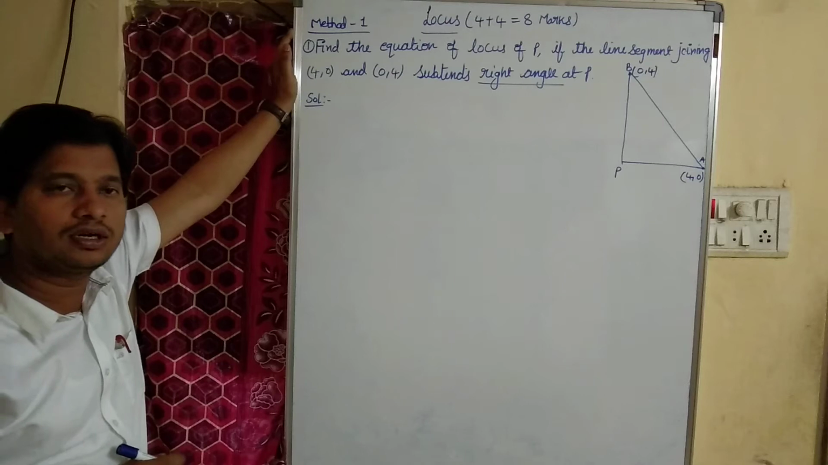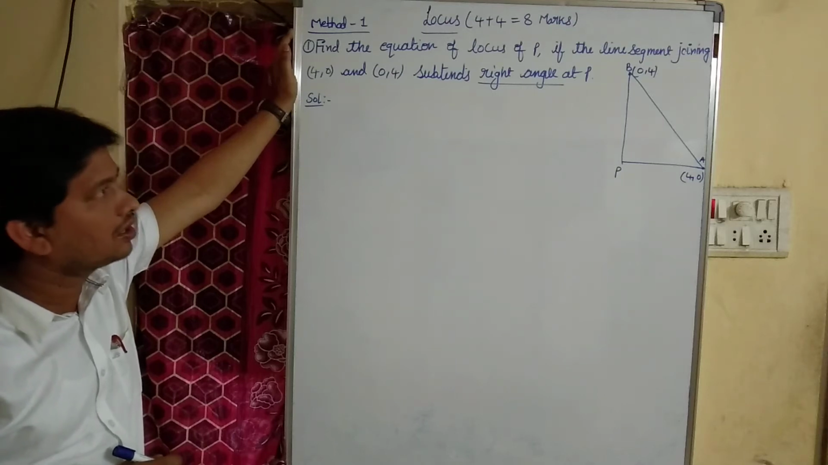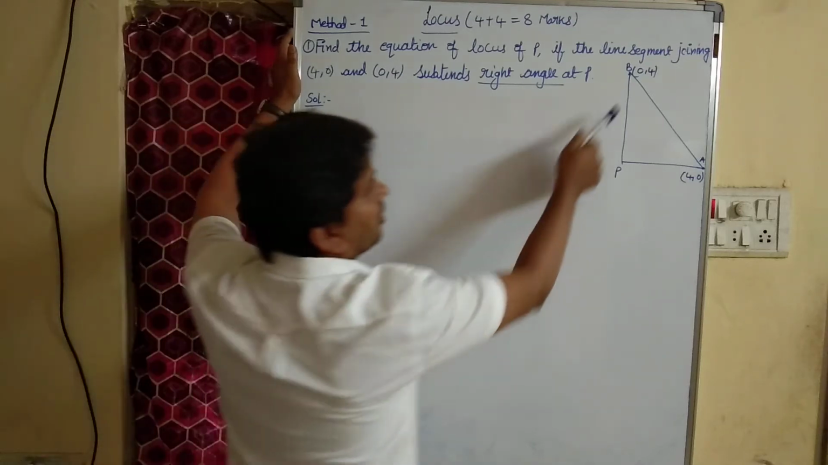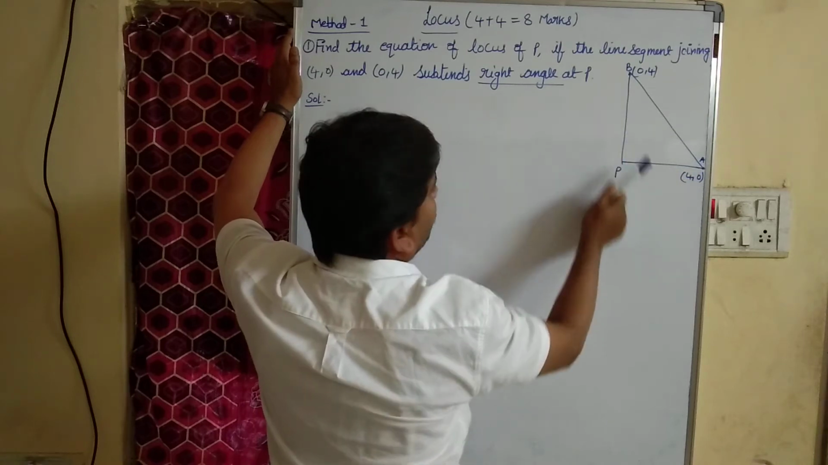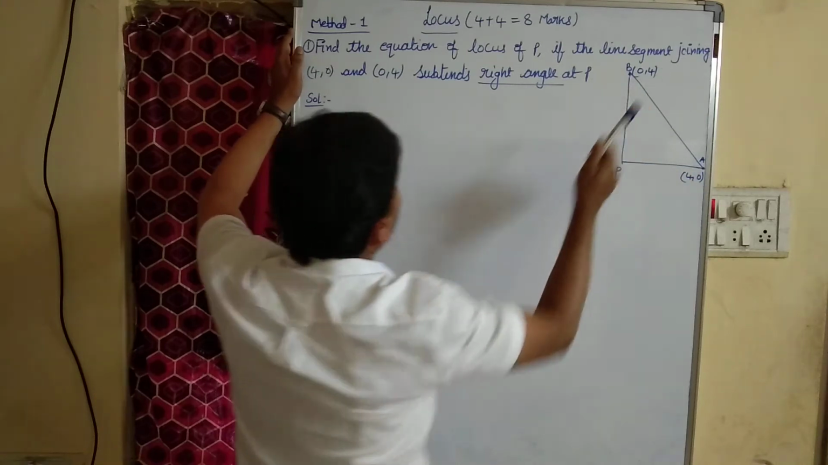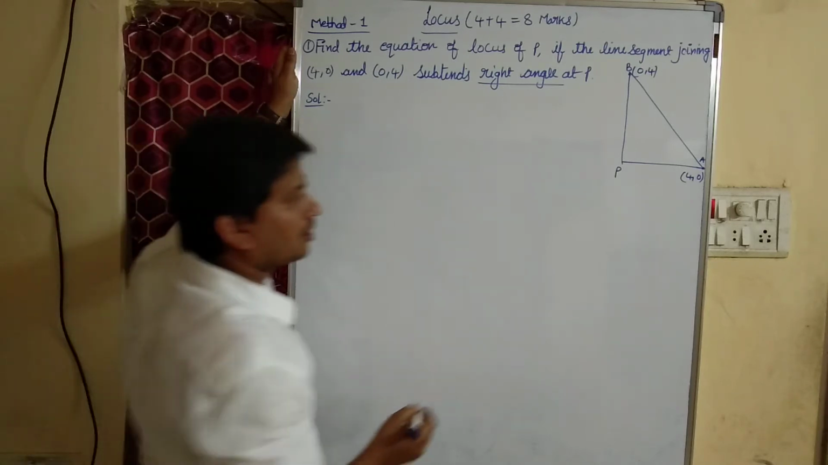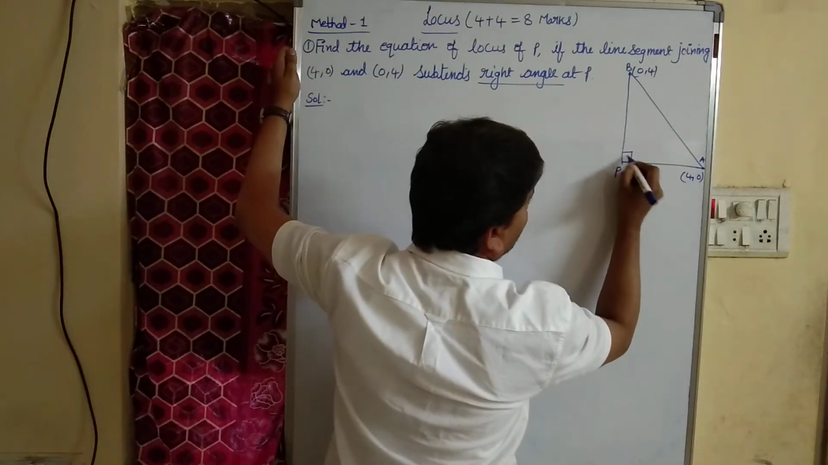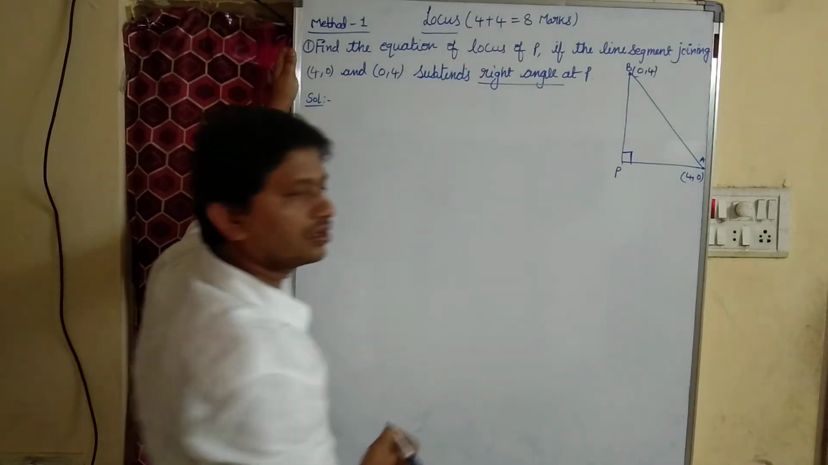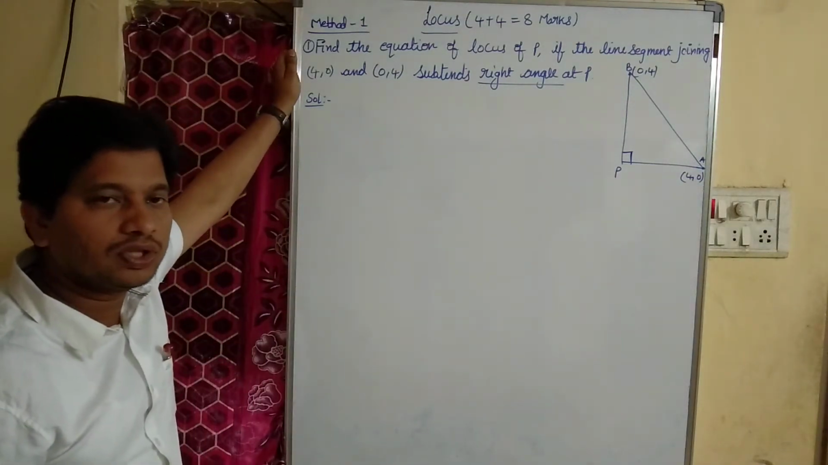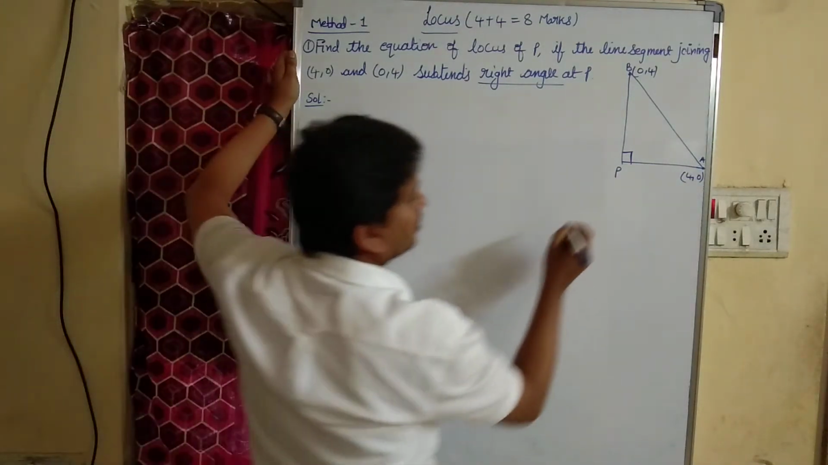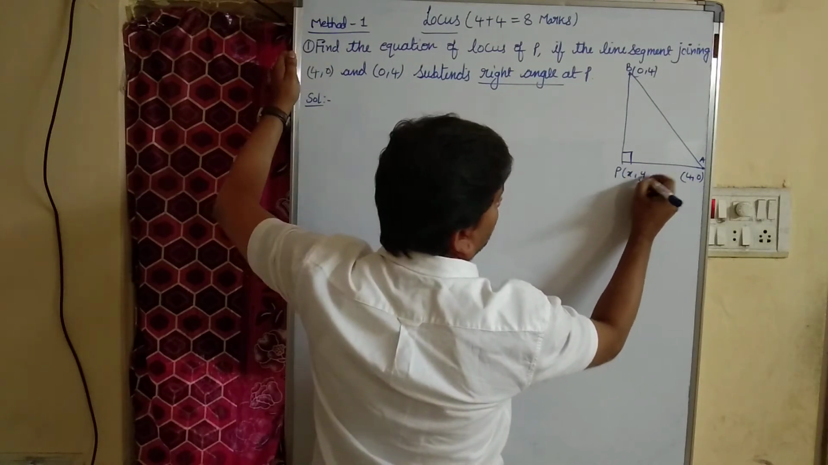We need to find the equation of locus of P if the line segment AB is a line segment joining points 4, 0 and 0, 4. They are subtending right angle at P, which makes an angle 90 degrees. Right? We know that, let the point P be x, y.